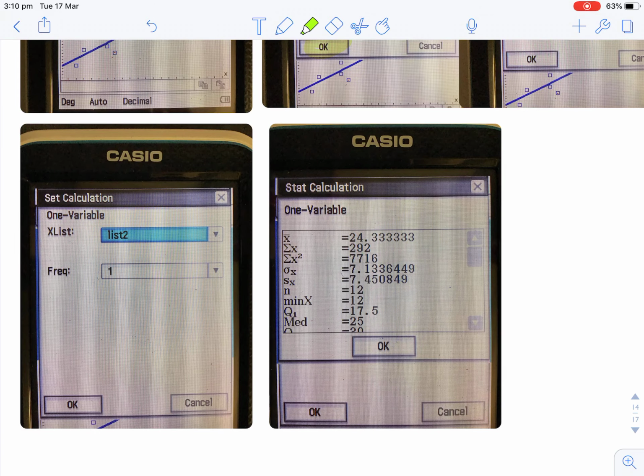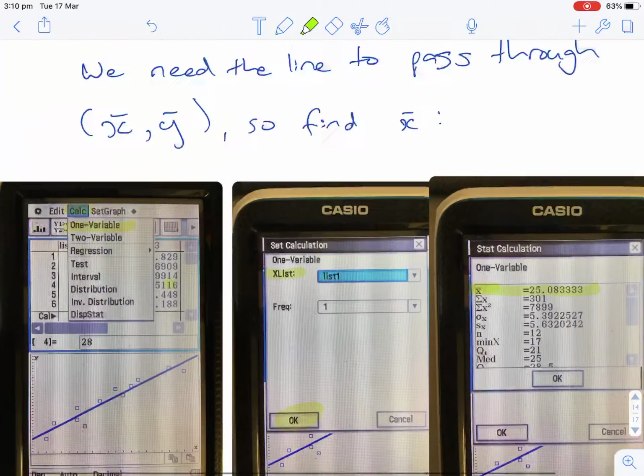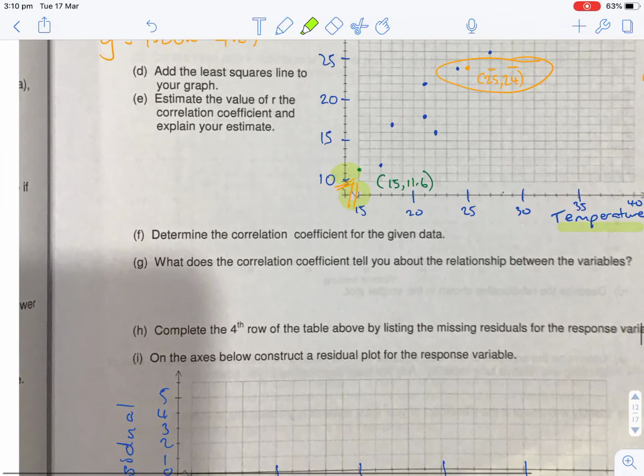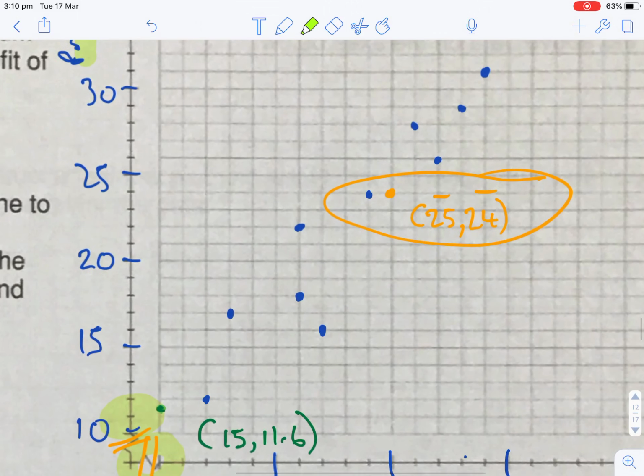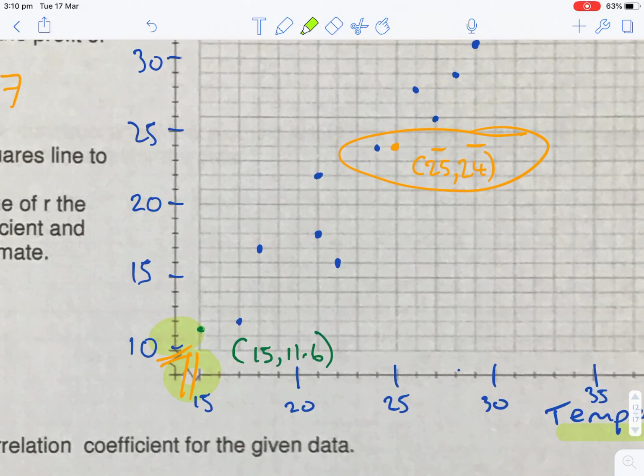I'd do the same again for my Y, so I'd go back into that one variable, this time change it to list 2. It's going to say X, but of course it's actually my Y data that's in there, so that's going to give me a Y of 24. So that's where that has come from. So that gives me my coordinate of 25 for my X, 24 for my Y.